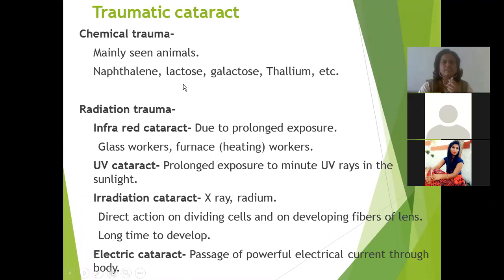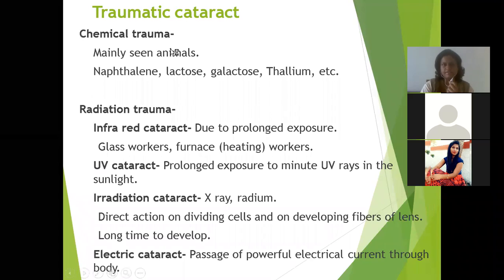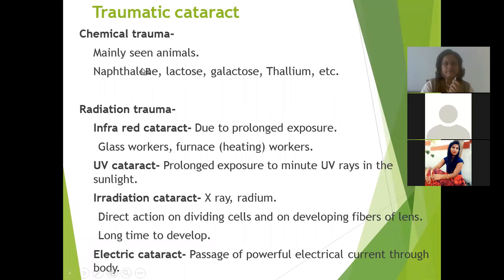So next is chemical trauma. Due to chemical trauma, traumatic cataract is also seen, mainly in animals, due to naphthalene, lactose, galactose, thallium. In radiation trauma, there is infrared cataract, UV cataract, irradiation cataract, and electric cataract.